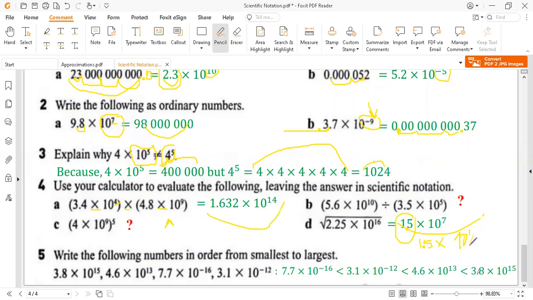If we want to combine these two powers of 10, we have 10 power 1 times 10 power 7. We have the same base, and the base is 10. So we only add the powers, or the exponents, to obtain 1.5 times 10 power 8.